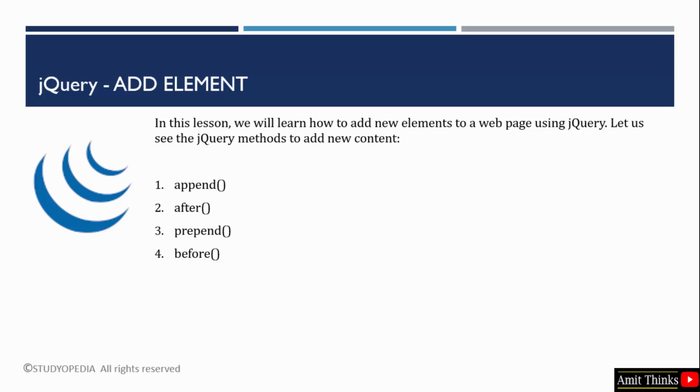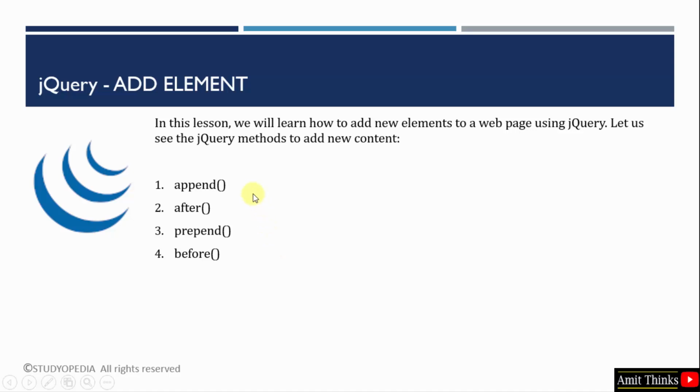So to add elements to a web page, jQuery provided the following built-in methods: append, after, prepend and before. If you want to add the content at the end, use the append method. If you want to add the content after the selected element, use the after method. If you want to add the content at the start of the selected element, use the prepend method. And the last one, if you want to add the content before the selected element, use the before method. We will see them one by one.